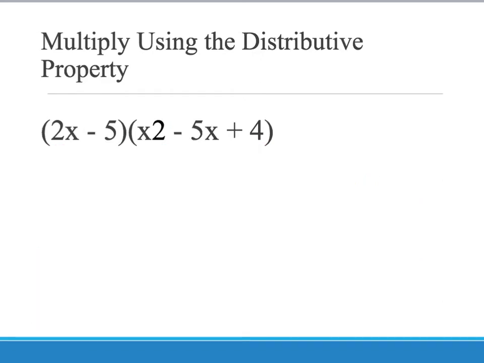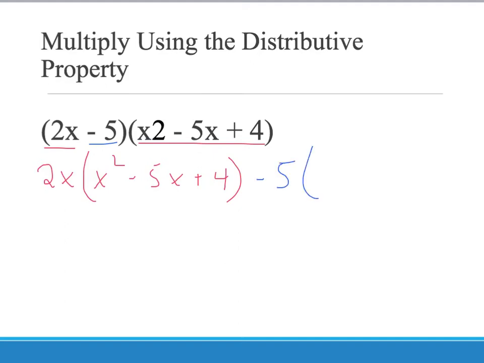Okay, so let's pause the video. I want you guys to try this one on your own. Okay, so here we would take 2x from the first term and multiply it by the second, x squared minus 5x plus 4. Okay, take the second term. Because it's negative 5, it becomes minus 5 times the second, x squared minus 5x plus 4.